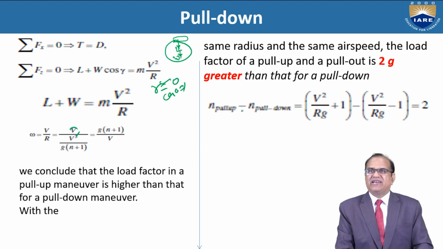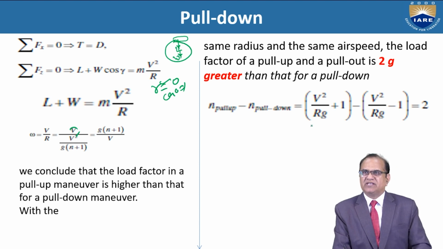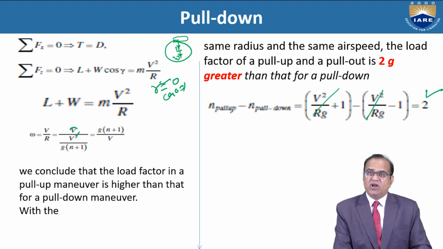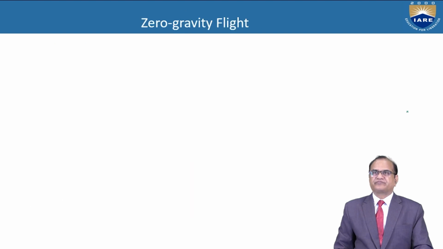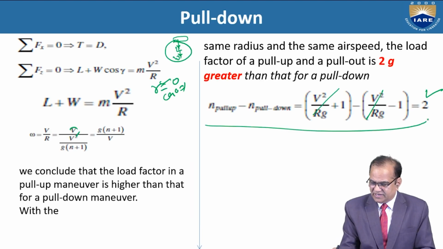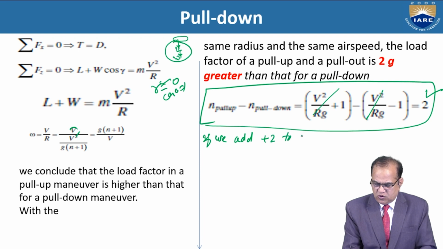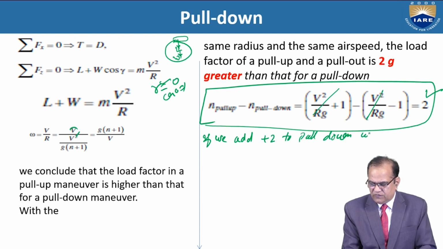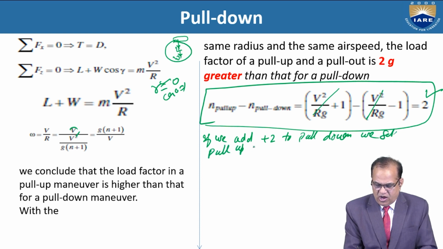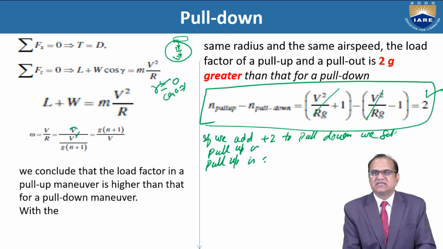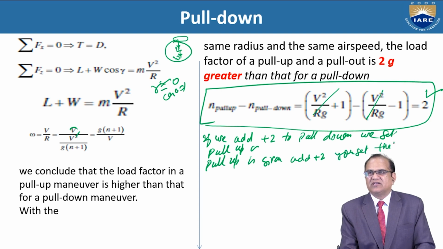So n pull up minus n pull down is equal to v square by rg plus 1 minus v square by rg minus 1. So this is cancelled. So 1 plus 1 is equal to 2. So the difference between pull up minus pull down is 2. So this we have to remember here, that if we add plus 2 to pull down, we get pull up. Or if pull down is given, add plus 2, you get the pull up maneuver.